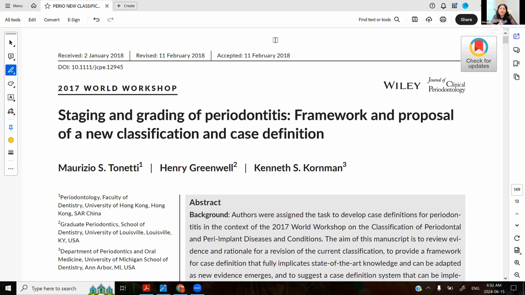Now, staging and grading is your advanced assessment when periodontitis is already established, when your BPE scores would be in the 3 and 4 and the asterisk, and when you do the full perio charting, then you can assess the staging and the grading also. So you know it's all interrelated.